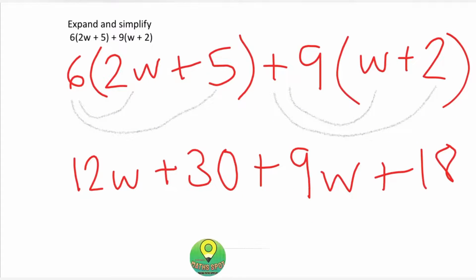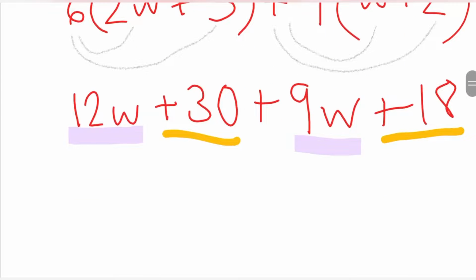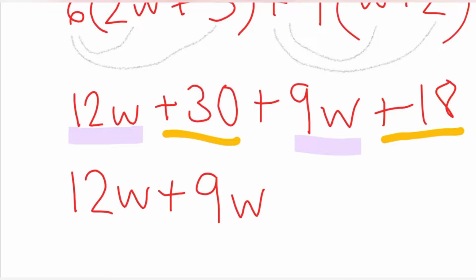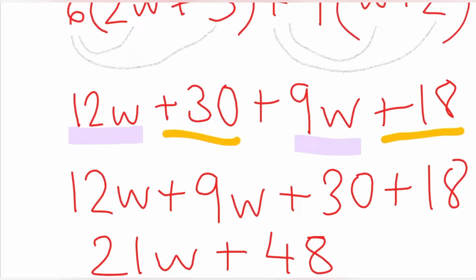Now I'll underline the like terms 12w and 9w, and here plus 30 and plus 18. I'll bring them down over here. So 12w plus 9w, do not forget the integers as it is important in this topic, plus 30 plus 18. Now it's easiest for us to do 12 plus 9, which is equal to 21, so 21w, and 30 plus 18 is 48. There we go. This is our answer.